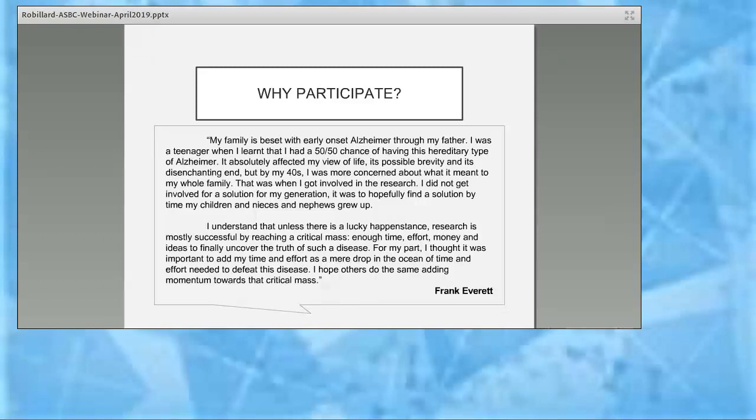So the first statement is from Frank Everett, and he says that his family is beset with early onset Alzheimer's through my father. I was a teenager when I learned that I had a 50-50 chance of having this hereditary type of Alzheimer's. It absolutely affected my view of life, its possible brevity, and its disenchanting end, but in my 40s, I became more concerned about what it meant to my whole family. That was when I got involved in the research. I did not get involved for a solution for my generation. It was hopefully to find a solution by the time my children and nieces and nephews grew up.